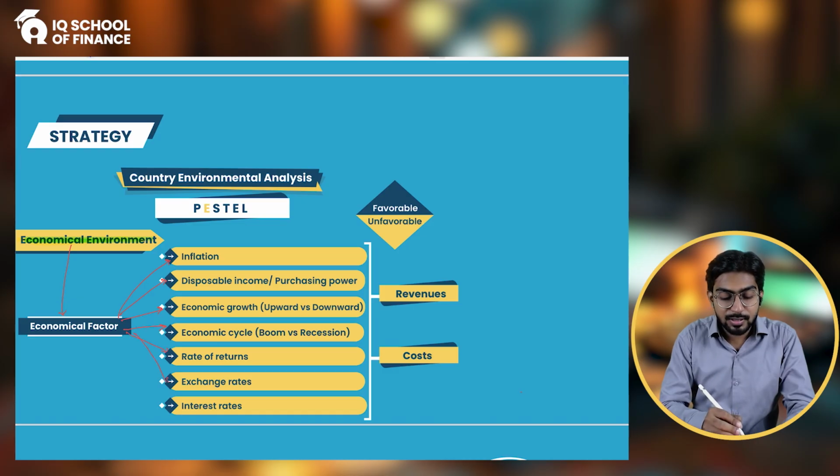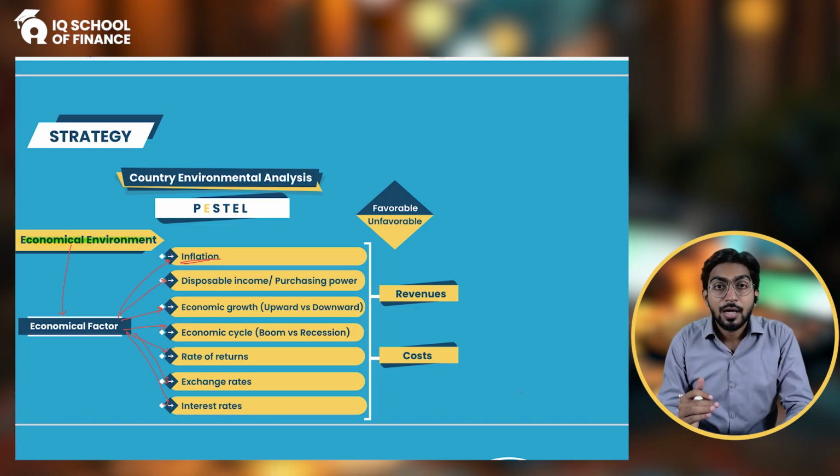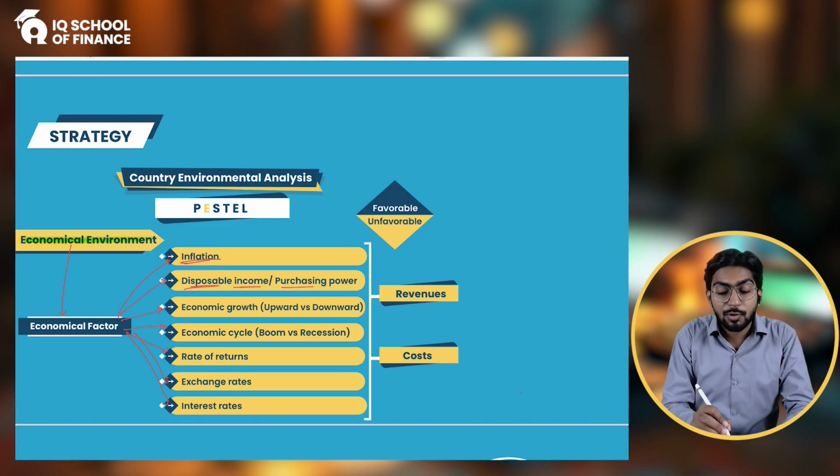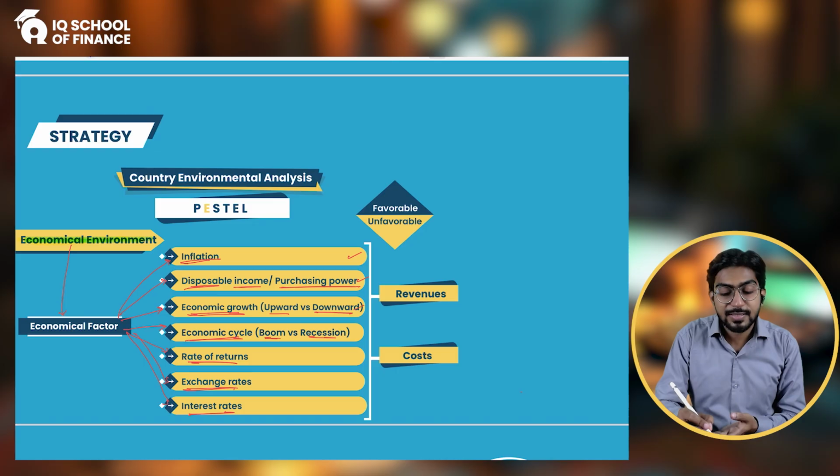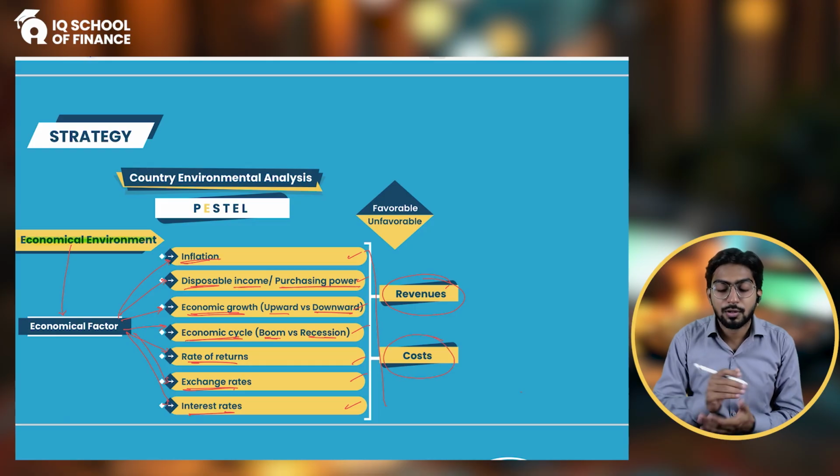The economical factors examples are such as the inflation rate, are they rising or decreasing? Disposable income or the purchasing power of the people, economic growth, is it going upward or downward? Economic cycle, boom or recession, rate of returns, exchange rate, interest rates. You may ask, sir, how are they relevant to us, how are they going to impact us? That is the thing which you need to understand. Eventually, all of these things are going to impact either your revenues or your costs.